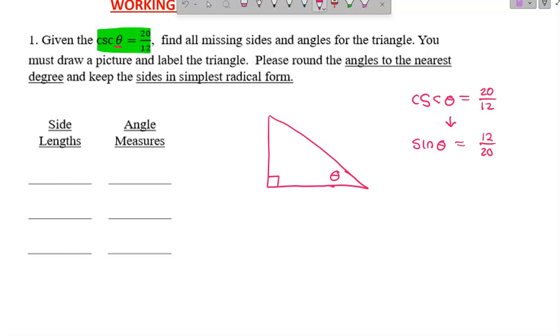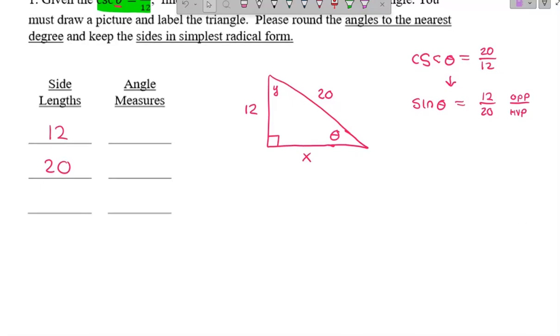And so what that's going to tell me now is that the 12 is my opposite side, and the 20 will be the hypotenuse side when compared with theta. So I will put 12 here, I will put 20 here. So technically we already know two of our side lengths, which are 12 and 20. To figure out the next side, we have basically three things to solve for here. We have this x, we do have that initial theta, and then I guess I'll call this other one y, the other angle.